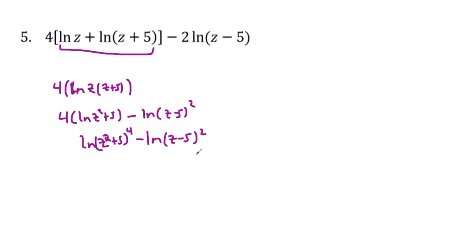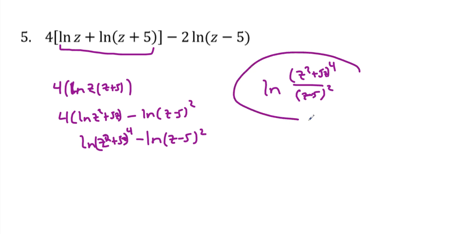And now I'm going to do my quotient rule. That's going to be divided by that. So I'm going to have ln of z squared plus 5 to the 4th power. Did I do that right? 5z. Silly me. There's a z right there. I'm getting old. All right. And that's going to be on the bottom: z minus 5 to the 2nd power. Come on, writing pad. Be nice to me. There we go. That's it right there.